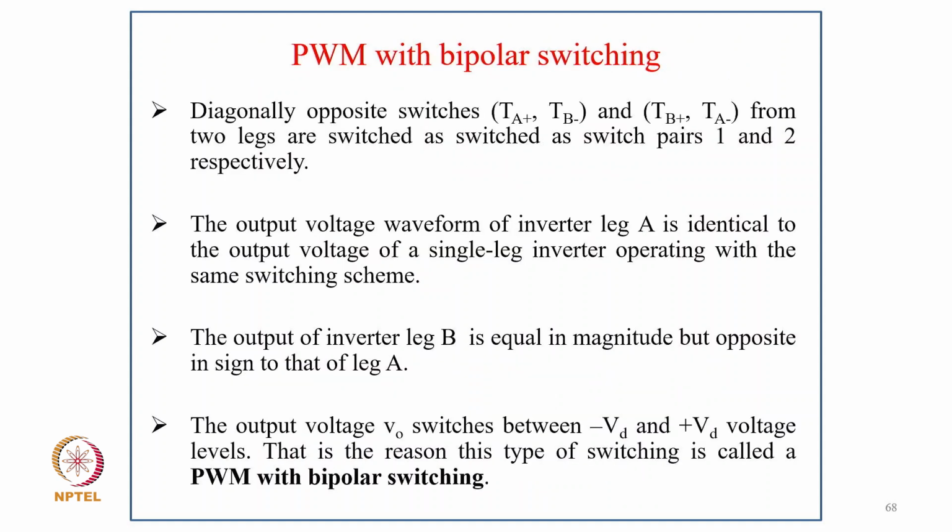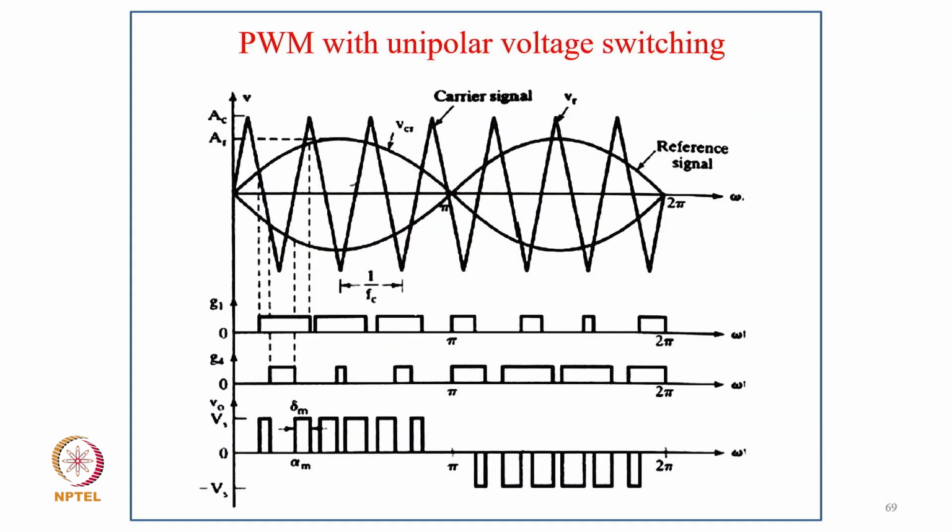So coming to PWM with bipolar switching, diagonally opposite switches TA plus and TB minus, or TB plus and TA minus, form the two switch pairs 1 and 2 respectively. The output voltage waveform of inverter leg A is identical to the output voltage of a single leg inverter operating with the same switching scheme, and the output of inverter leg B is equal in magnitude but opposite in sign to that of leg A. The output voltage V0 switches between minus Vd and plus Vd voltage levels, and that's the reason this type of switching is called PWM with bipolar switching.